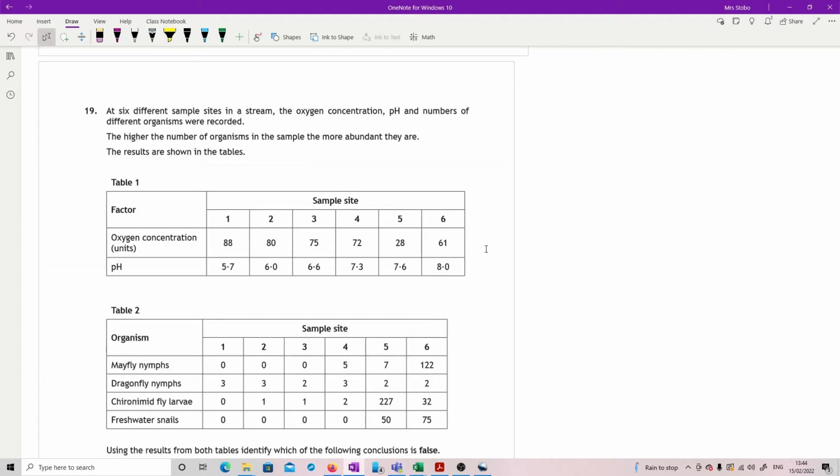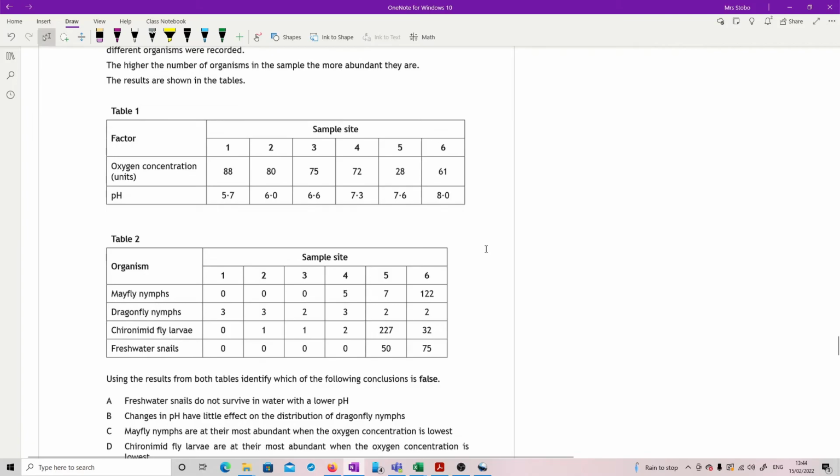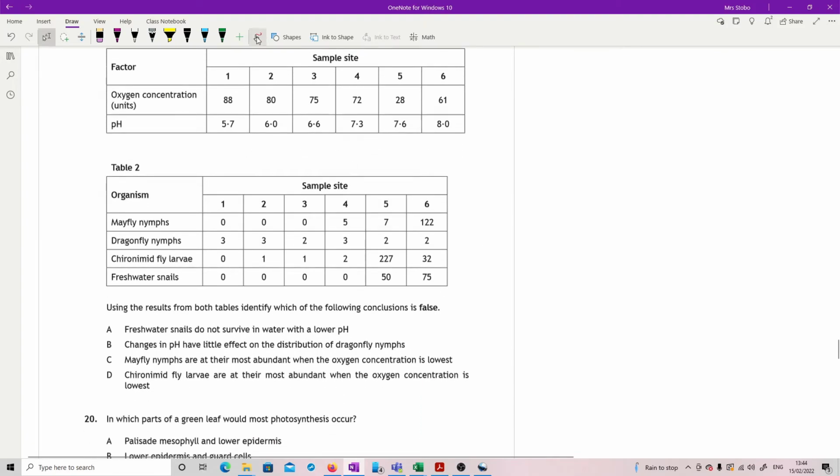The higher the number of organisms in the sample, the more abundant they are. Okay, so we've got oxygen concentration and pH given. And then we've got a number of each of these 4 different organisms. Using results from both tables, identify which of the following conclusions is false. Freshwater snails do not survive in water with lower pH.